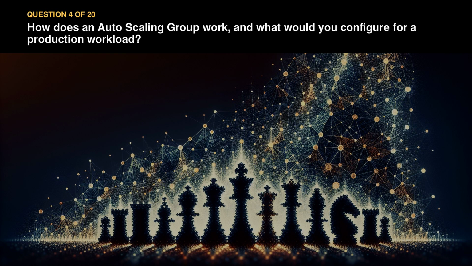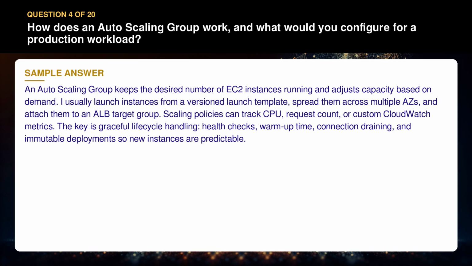Question 4. How does an auto-scaling group work, and what would you configure for a production workload? An auto-scaling group keeps the desired number of EC2 instances running and adjusts capacity based on demand. I usually launch instances from a versioned launch template, spread them across multiple AZs, and attach them to an ALB target group. Scaling policies can track CPU, request count, or custom CloudWatch metrics.